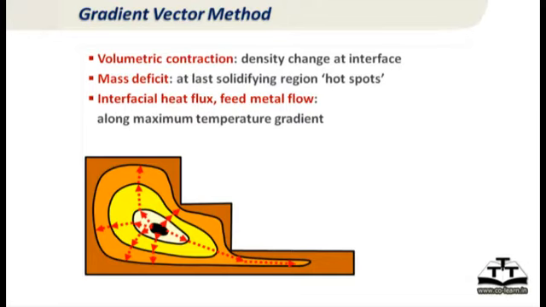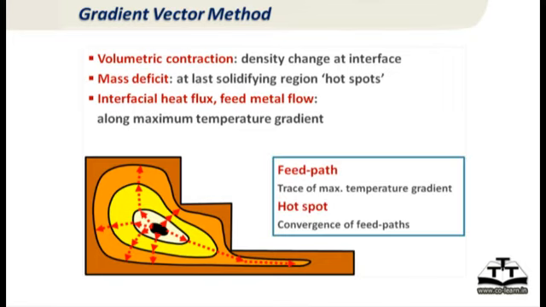What are the red lines there? The red lines represent the preferred direction of feed metal flow, which are nothing but my maximum temperature gradient lines. So that is what I am trying to find out. What you can say is a feed path is nothing but the trace or path of the maximum temperature gradient, and a hot spot, if you see in this picture, is nothing but the convergence of the feed paths.